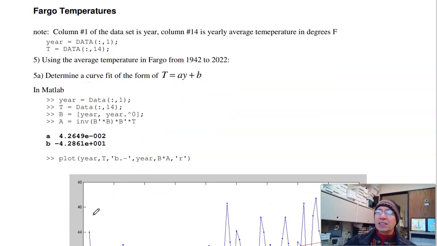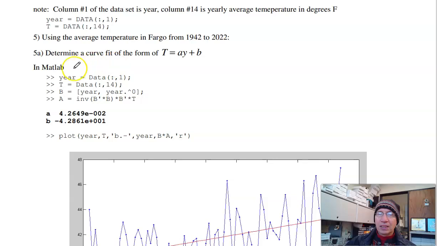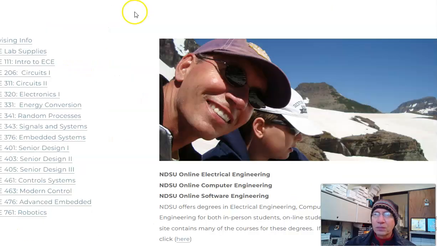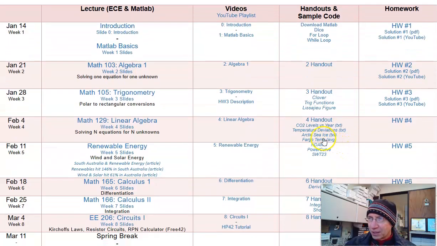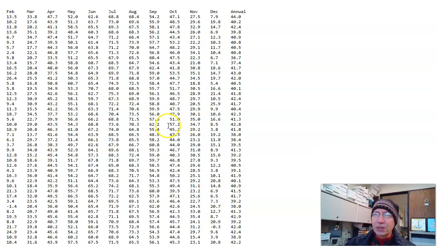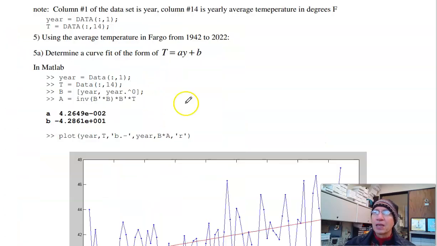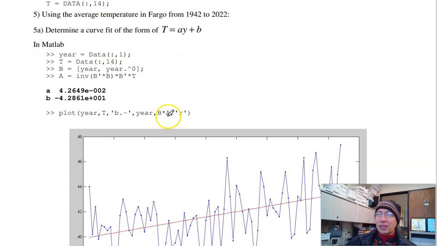If you grab a second data set, this is the temperature of Fargo. The first column is the year, 14th column is the average temperature for the year. If I pull in the data, go to Bison Academy, 111, right here, Fargo temperature, there's your data. Pull in the data, pull out the first column, pull out the 14th column, and then plot it.